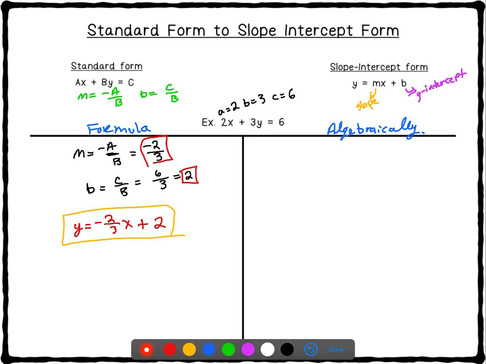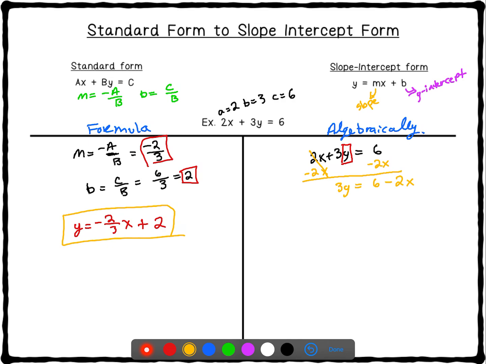All right, so what about doing it algebraically? We have our 2x plus 3y equals 6, and our goal is to get the y by itself. But before we can do anything with the 3y, that entire term, we have to get rid of the 2x. We do that by doing the opposite of the positive 2x, so we subtract 2x from both sides of the equation. 2x minus 2x is just 0, so we cross that out, and we're left with 3y equals 6 minus 2x.